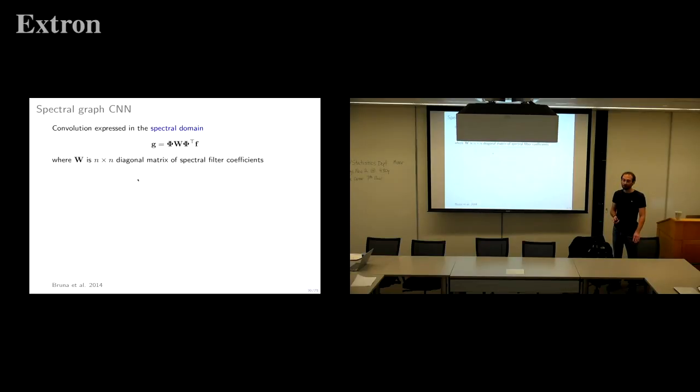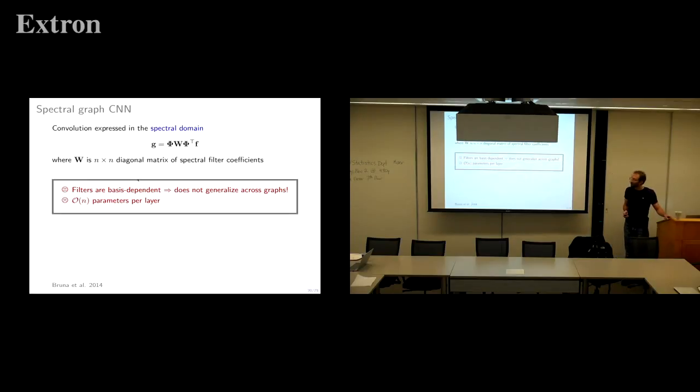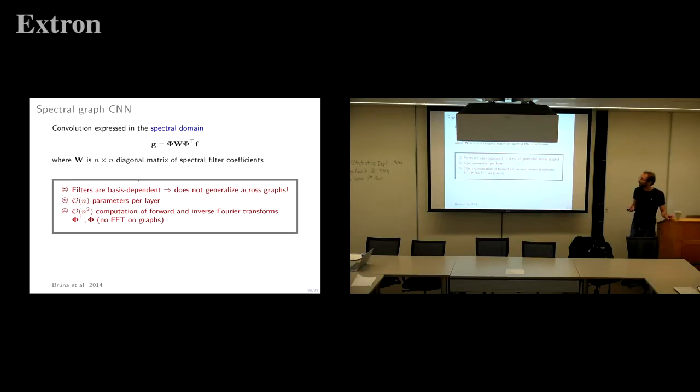Besides being the first work, everything is bad here. Well, filters are basis dependent. That's an inherent problem of spectral approaches in general. We have n parameters per layer. The matrix is diagonal, so it has n diagonal elements, right? While we wanted order of 1 parameters per layer, independent of the input size. Then the cost of computation: computing these Fourier transforms, phi transpose and phi, on graphs we don't have FFT algorithms. So usually it is order of n squared. It's multiplication by a dense n by n matrix. It doesn't have a special structure that allows us to do it with logarithmic complexity.